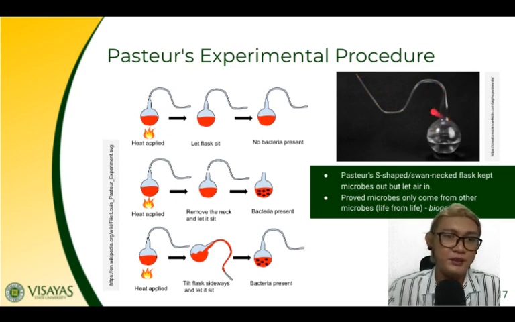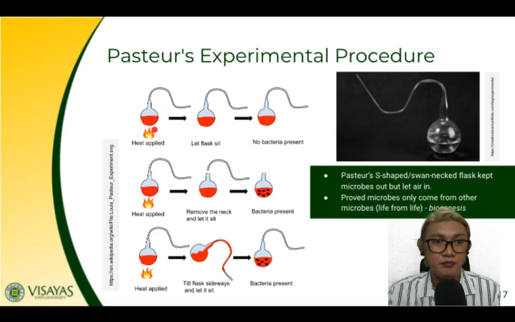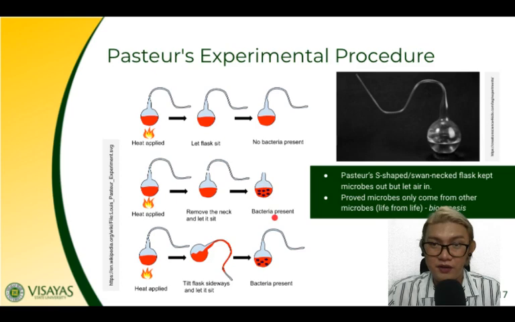So what he did was the soup or the culture media was heated, just like what Lazzaro Spallanzani did. He boiled it long enough and he let the flask sit for a while. And for a long time, no microbial growth was observed, even though air could still come in. And when he removed the neck and let it sit, then bacteria flourished in the soup. Or when he tilted the flask so that the culture media would come in contact with the mouth of the flask, microbial growth was present.